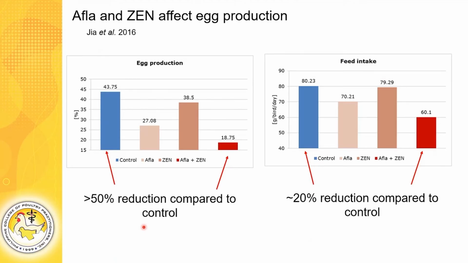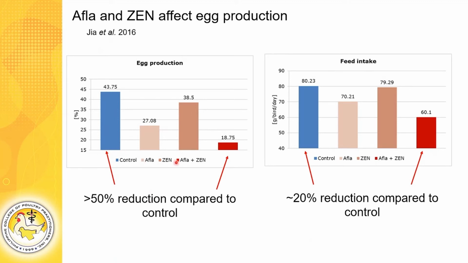Another interesting study that was published in 2016 was investigating the effects of aflatoxin and zearalenone on egg production. And you can see here in these graphs, you have different groups: a control group, a group that only received aflatoxin, a group that only received zearalenone, and a group that received a combination of aflatoxin and zearalenone. And again, this study is really stressing the importance of the synergism between those two mycotoxins.